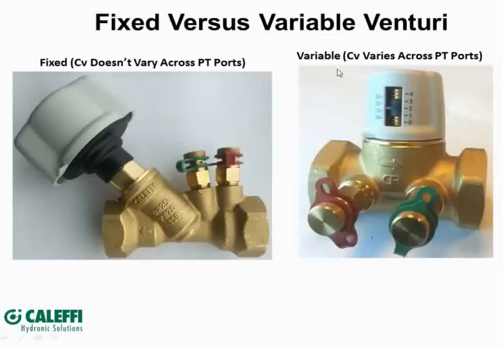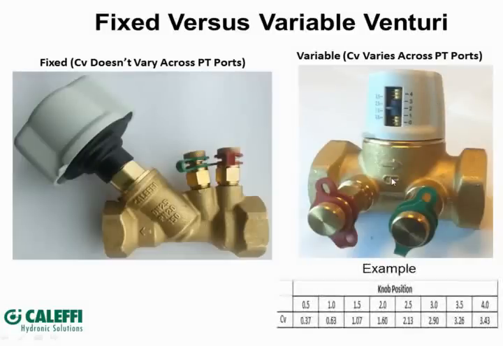So let's look at Caleffi's version of our fixed and variable Venturi balancing valves. Here we have on the left-hand side the fixed Venturi. We can see in this orientation, by way of this arrow, flow would be going from right to left. So the PT ports are on the upstream side of the adjustment mechanism. Now, as I mentioned, the CV doesn't vary across the PT ports as you adjust the knob. Conversely, on the variable Venturi type of balancing valve, as you adjust the flow rate by changing the knob position, the CV value across the PT ports does change.